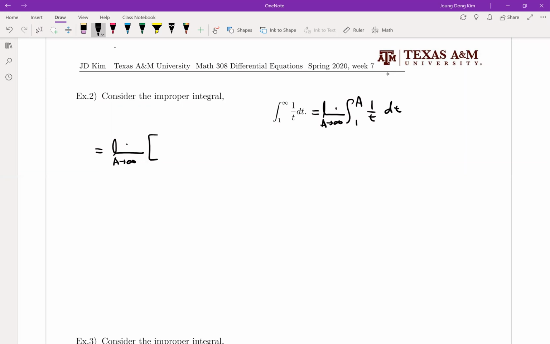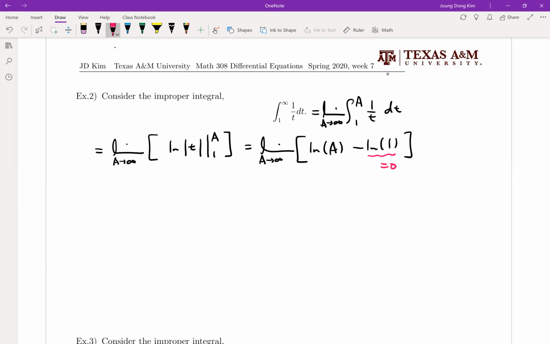Here we go. So ln t, and we're going to plug in 1 and a. Is it okay? So we assume a is bigger than 1, right? Definitely a positive number, so we don't have to worry about the absolute value anymore. It is equal to the limit as a goes to infinity of ln of a minus ln of 1, okay? But as you know, ln 1 equals 0. Then when you plug in infinity, that is just equal to infinity, right? So it diverges, okay?